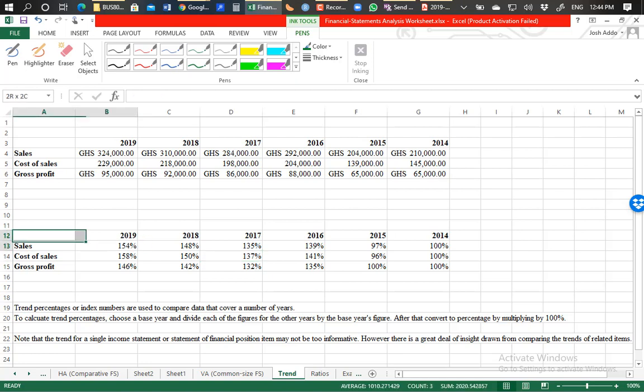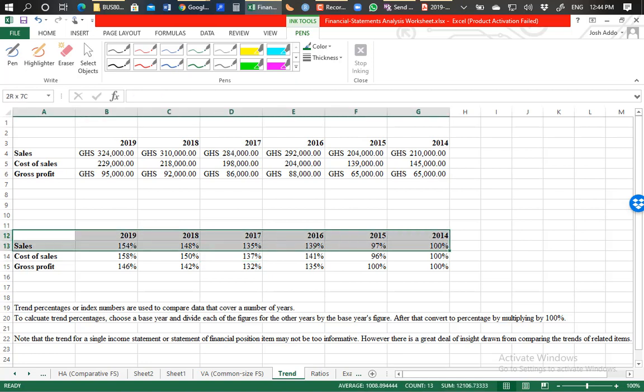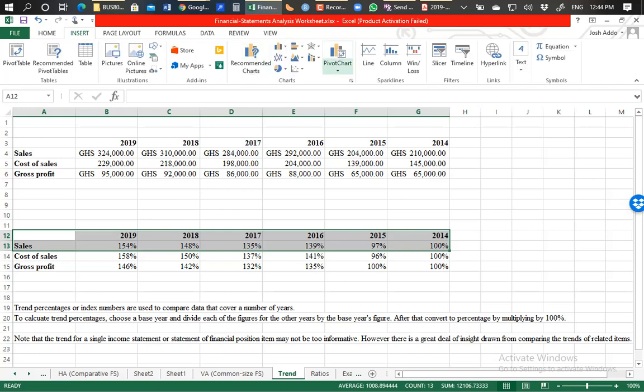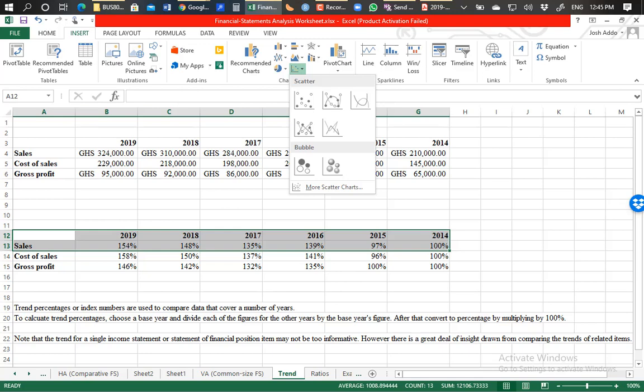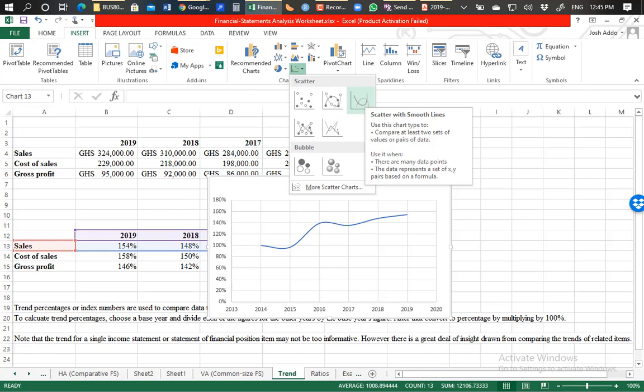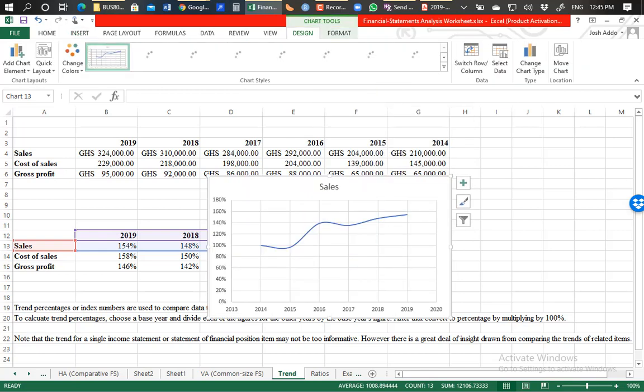You can graph it. So let's try to do a chart for it. So we select only this. We want to see the trend in sales. Then I come to insert. Insert means I want to insert some Excel object, which is the chart element. So let me do just a simple line chart. Okay. So a simple line chart shows this.